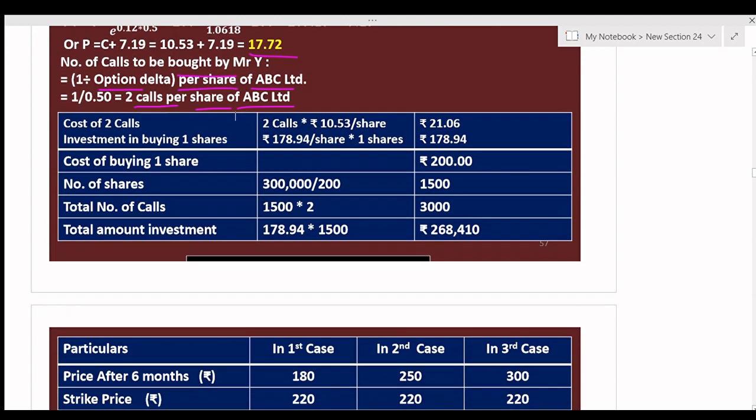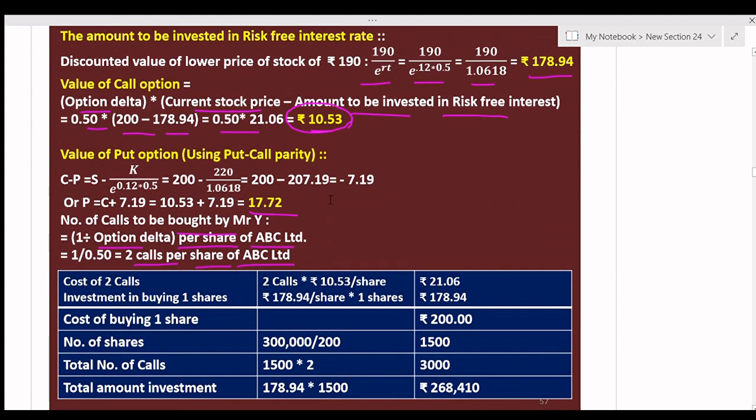Cost of 2 calls is equal to 2 into rupees 10.53. It is already calculated here. Value of the call option is 10.53. So here 2 into 10.53 is equal to rupees 21.06. Now buying 1 share is equal to 178.94 into 1 is equal to 178.94. Cost of buying of 1 share is equal to 200.